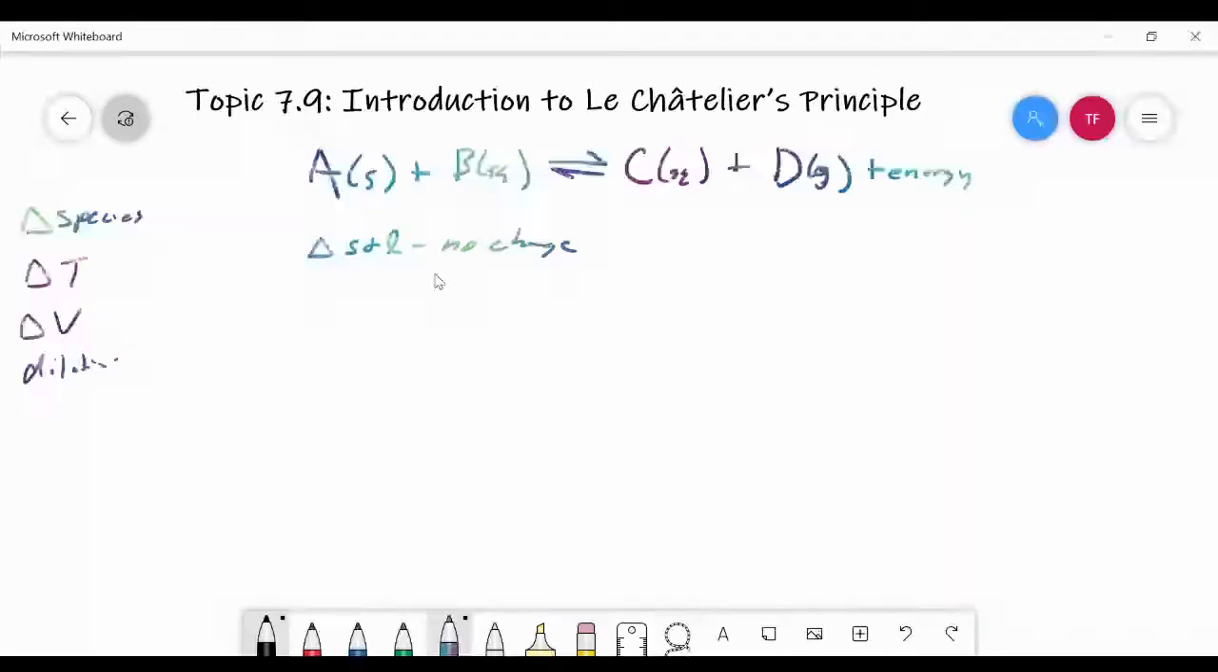So that's what I mean by a change in equilibrium. However, if we do change aqueous solutions like B and C, or we add or take away some gas, that is going to affect equilibrium. So if we add a species, that will shift equilibrium in the opposite direction.